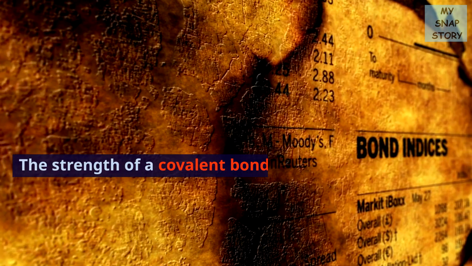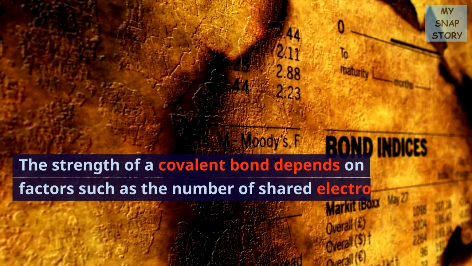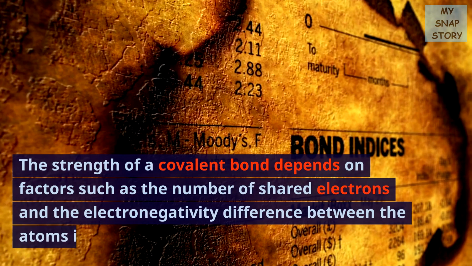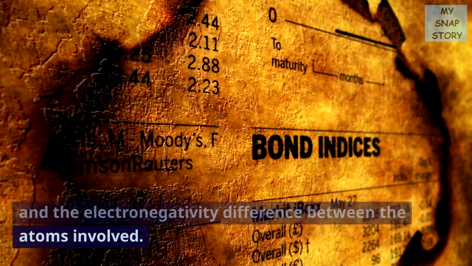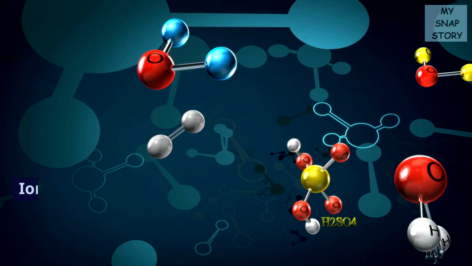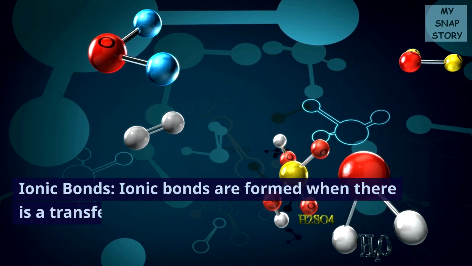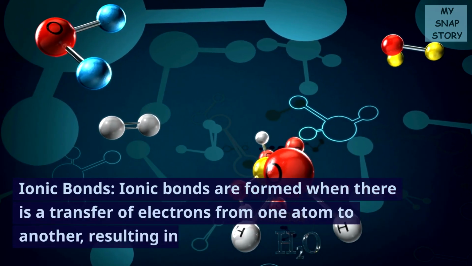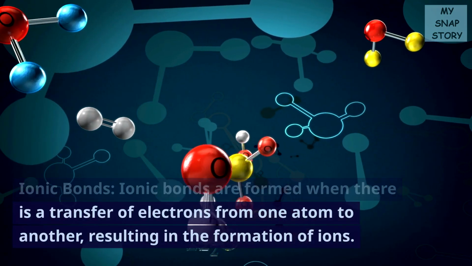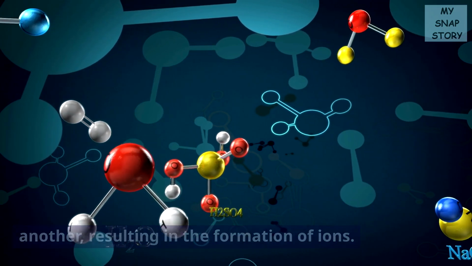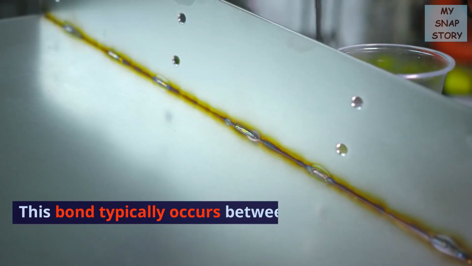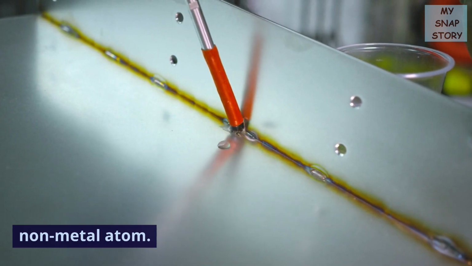The strength of a covalent bond depends on factors such as the number of shared electrons and the electronegativity difference between the atoms involved. Ionic bonds. Ionic bonds are formed when there is a transfer of electrons from one atom to another, resulting in the formation of ions. This bond typically occurs between a metal and a non-metal atom.